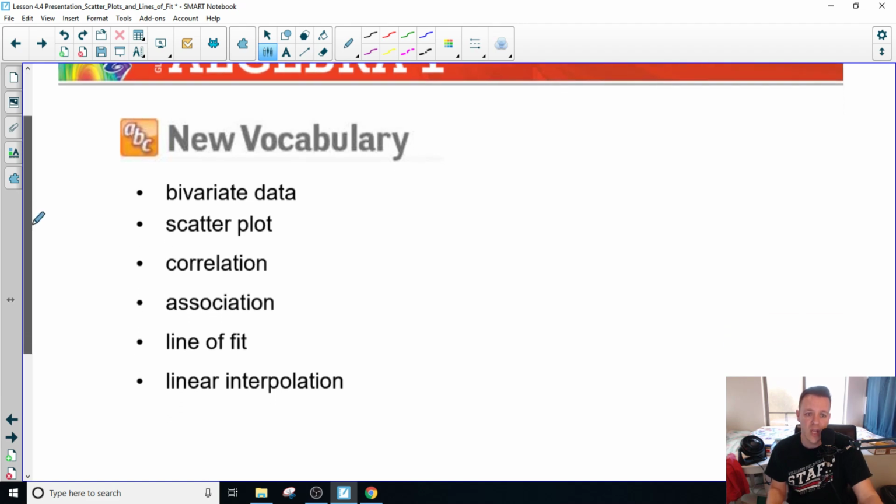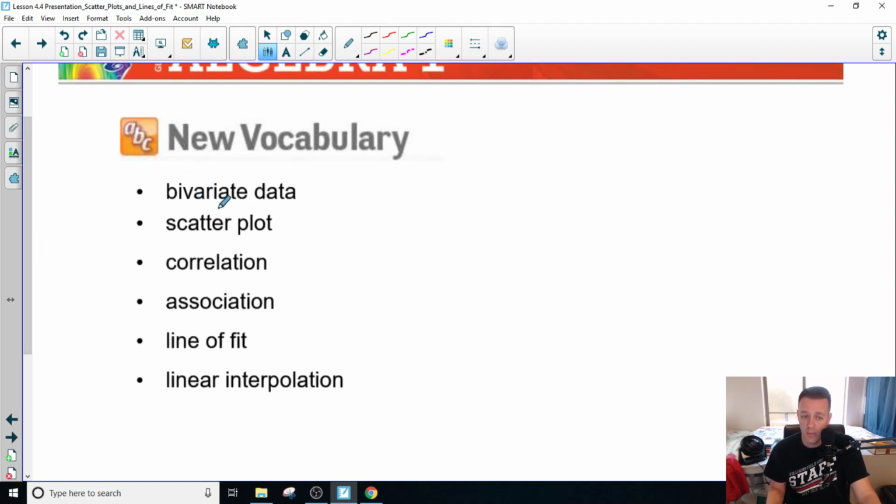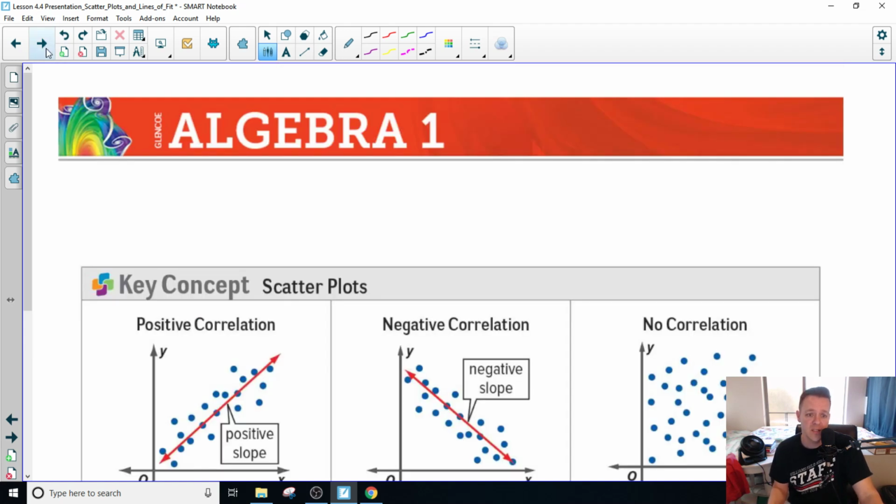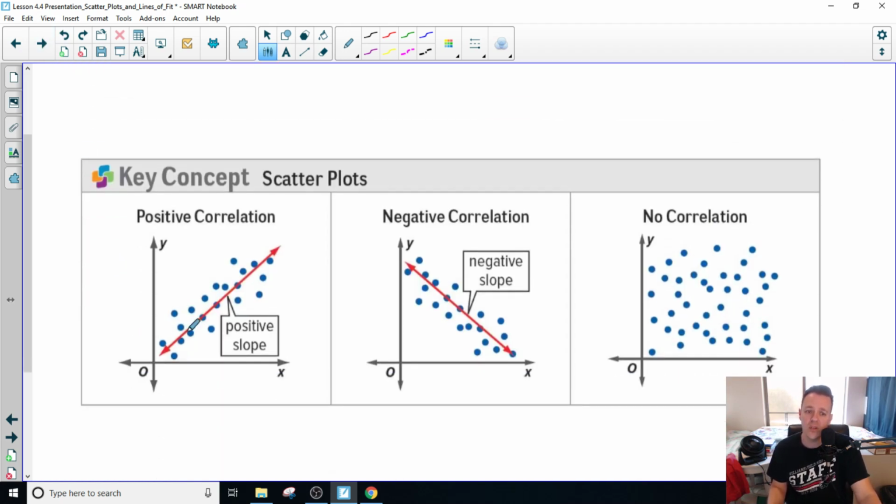So here are the vocabulary words. Bivariate data, scatter plot, correlation, association. That should be on your notes. Please annotate by circling the vocabulary word and underlining the very important processes. Alright, next here is our correlations. Positive correlation basically is dots filled in that will create a positive slope, if I were to draw a line in between them. Negative correlation is a whole bunch of points going in a negative slope. No correlation is just random dots all over the place.